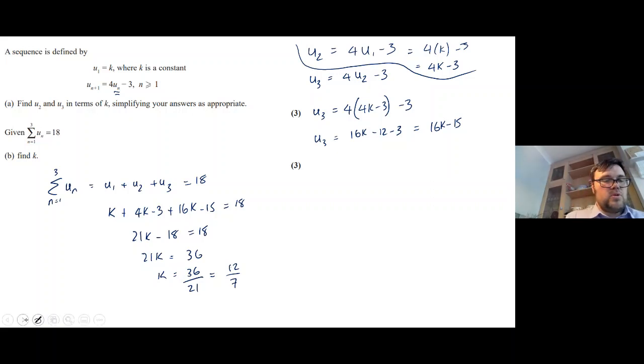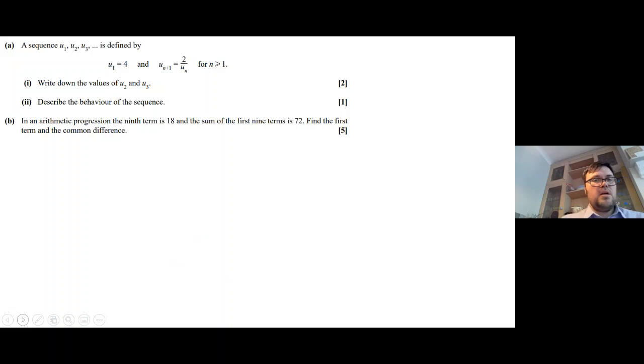Right, let's get on to another sequence which brings in the arithmetic. Check in on time. Yeah, good, 20 minutes. So the sequence u1, u2, u3 is defined by u1 equals 4, and then again u(n+1) equals 2 over un. So it's the previous answer. And they told us that u1 equals 4, otherwise we couldn't really go any further. Write down the values of u2 and u3.